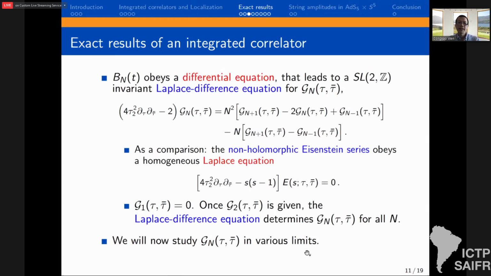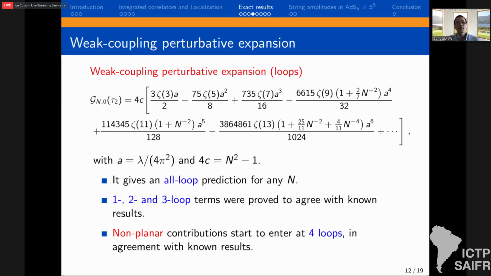In the remaining few minutes, I will discuss a little bit this function in various limits. Let me begin by discussing the standard perturbation expansion, or loop expansion. You can take the formula and expand it in small coupling for arbitrary N. That is the expression you will find. First of all, it looks simple, and then at L loops, you basically find zeta(2L+1) with some rational coefficient.